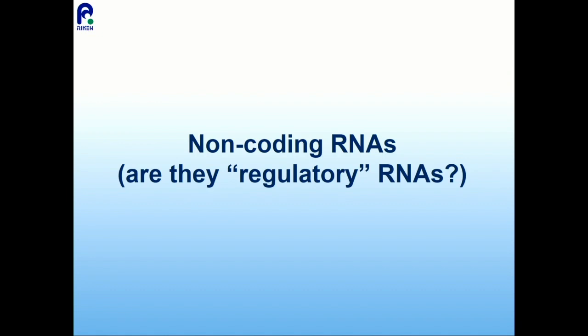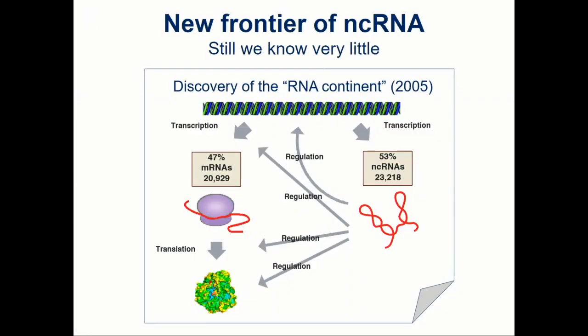So we call them non-coding RNAs. And perhaps at the end of the talk, we may rename at least some of them as regulatory RNAs, or structural RNAs, or RNAs that have some other type of function. So to recapitulate the finding of 2005, about 53% of the transcriptome analyzed by cDNAs, at that time full-length cDNAs, was considered to be non-coding.